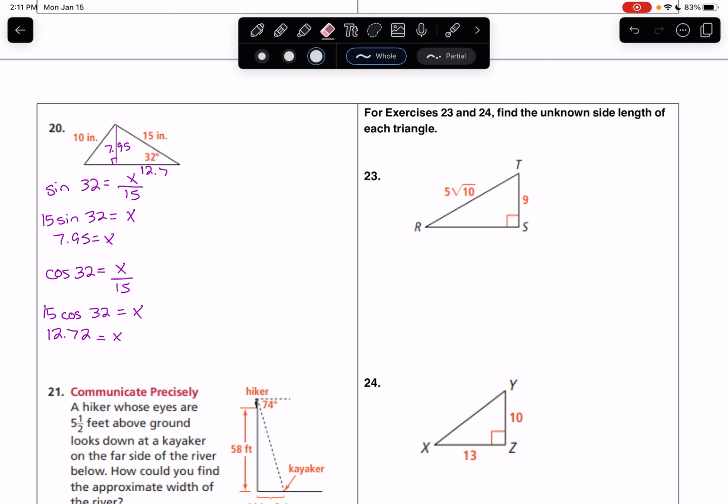Whoops, 12.72. Then I need to get the left-hand side of the base. And this is where you might go, well, what do I do? But notice, think smarter, not harder. I know two sides of this right triangle. I'm just trying to find the third side, the other part of the base. I'm going to use the Pythagorean theorem. x squared plus 7.95 squared equals the hypotenuse of 10 squared. So x squared plus 63.2 equals 100.